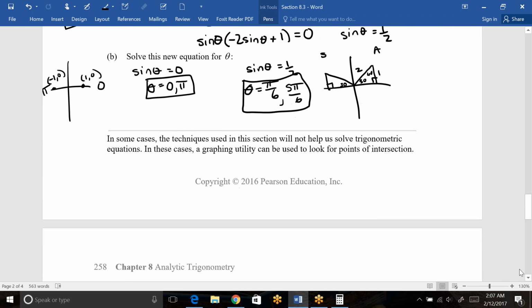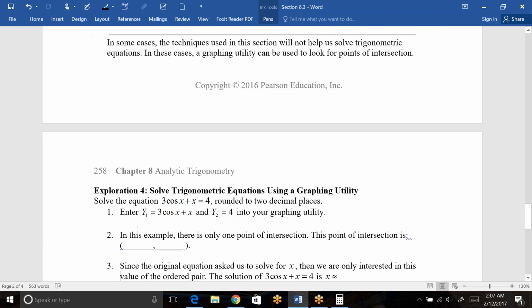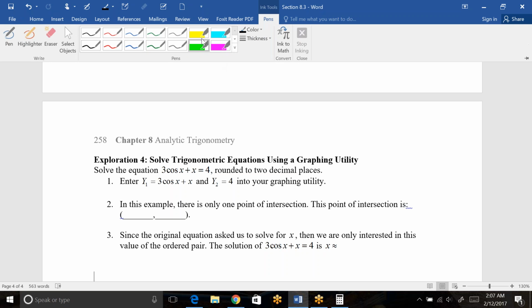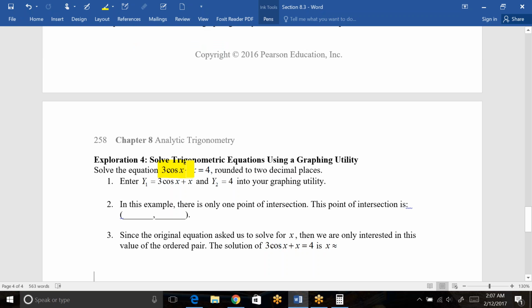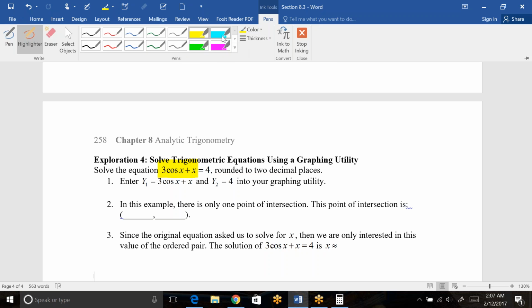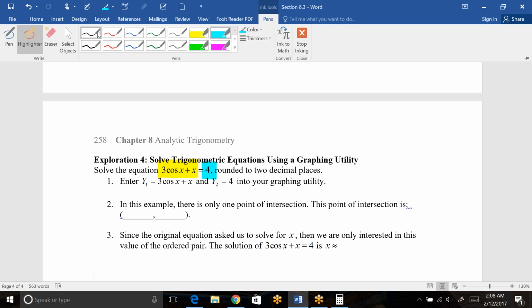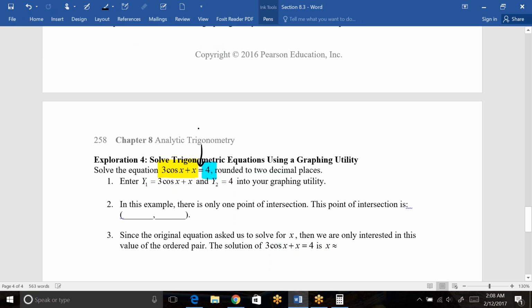You have to be careful. In some cases, the techniques that we just used will not help us solve trig equations. In that case, a graphing utility will be the best way to do it. So I want to show you this real quick. This is our last example. It says solve the equation 3 cosine x plus x equals 4. So you treat this as 2 separate equations. The only time they're equal to each other is at their intersection. So 2 separate equations will be equal to each other at the intersection on the graph.